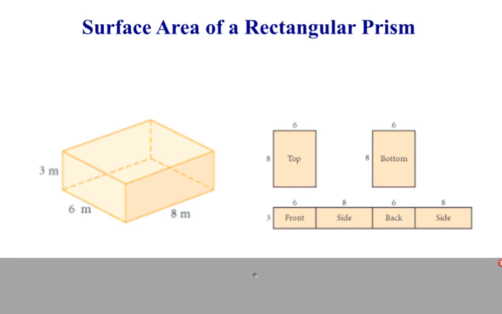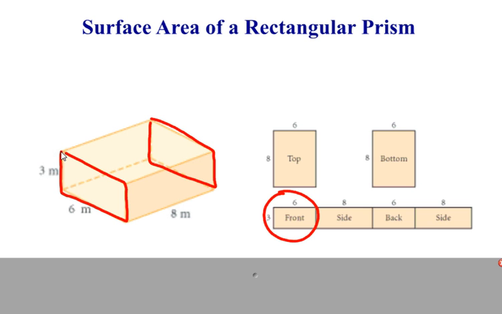Of course, the top and the bottom will be congruent to one another, and in this rectangular prism, they have length and width of 8 and 6. And then we have the front and back that would be congruent, as well as the left and right sides being congruent. The front, you can see here, has dimension 6 by 3. The back would be congruent to it, right? So we account for that here and here.